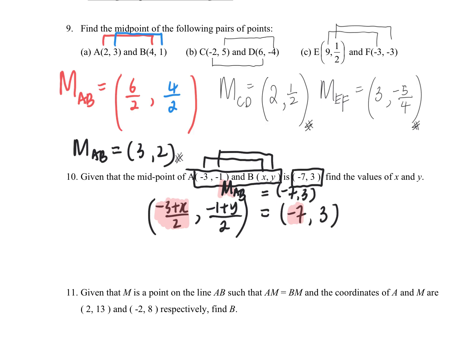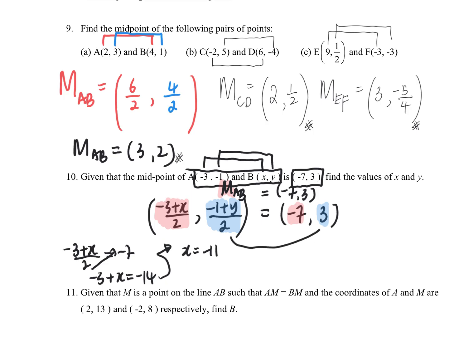Okay, so you compare term by term. This tells you that minus 3 plus x over 2 is minus 7. Then you go and solve. Nothing difficult at all. Minus 11. Then you go and compare the other one and solve for y. Very easy. I will pause so that you can write.